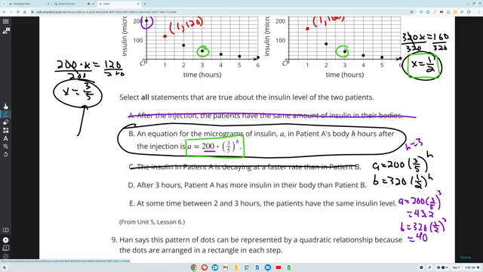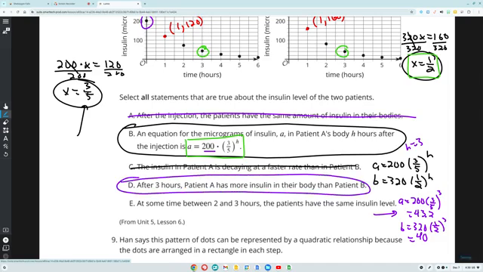So in this case, it looks like after 3 hours, patient A has more insulin. So let's see how we answer the question. It says after 3 hours, patient A has more insulin in the body than patient B. That definitely checks out. So I need to circle D as well.